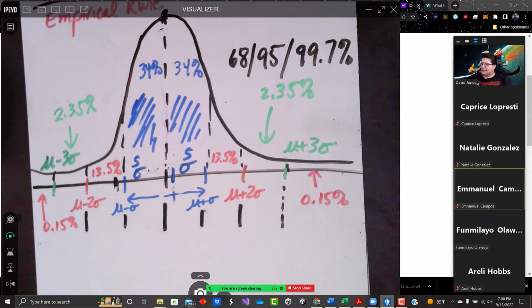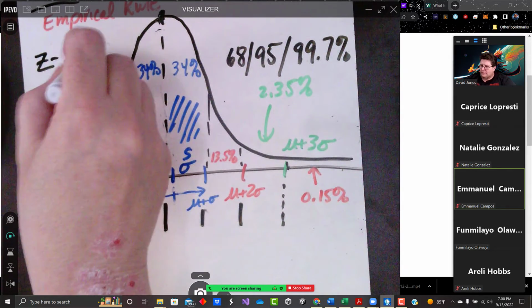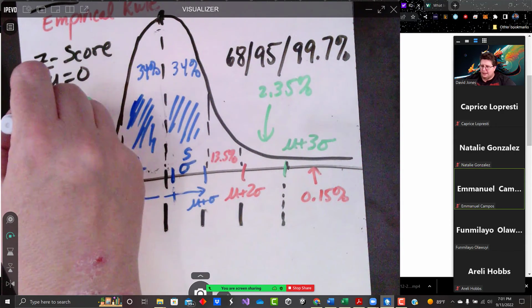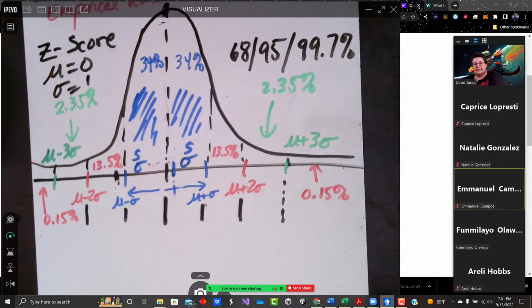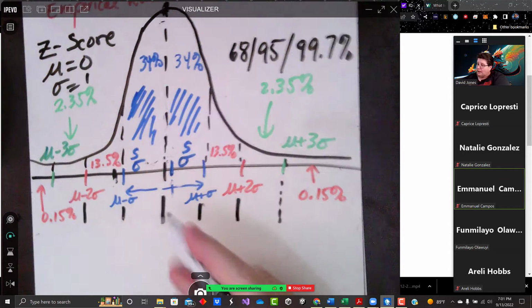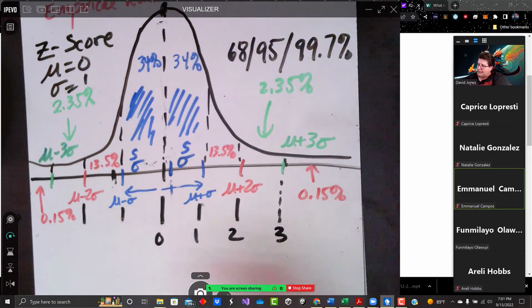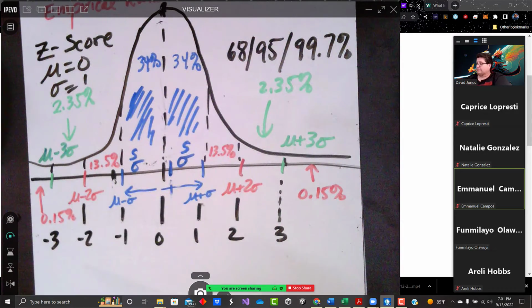Okay, so the z-score table has the same thing here, but for z-scores, the mean is 0 and standard deviation is 1, which makes the z-score look like a number line. We have 0 in the center, and we just count 1 as we go to the right, and we just subtract 1 as we go to the left. So these are z's.